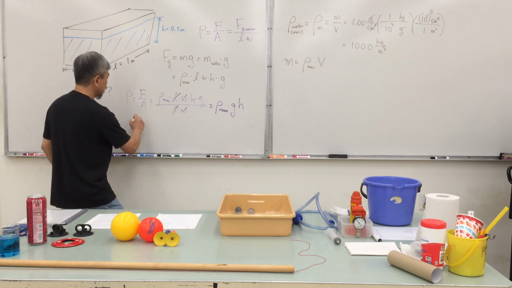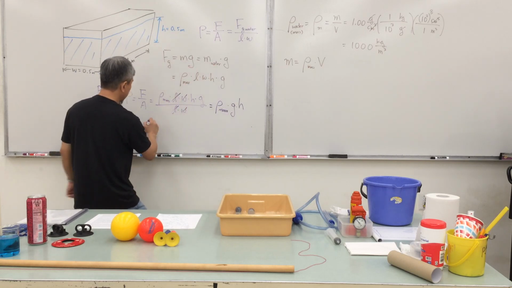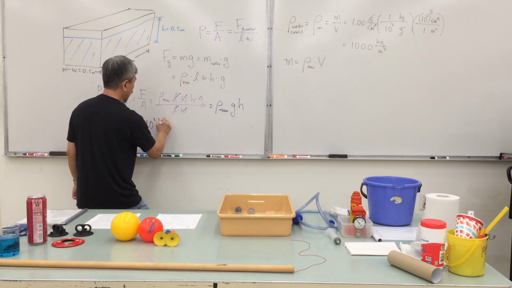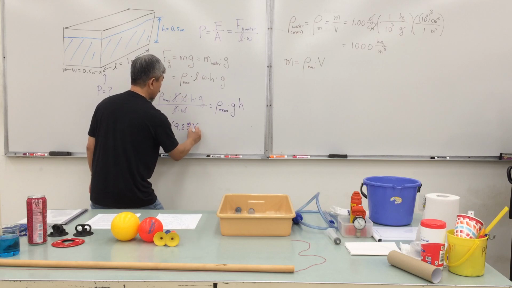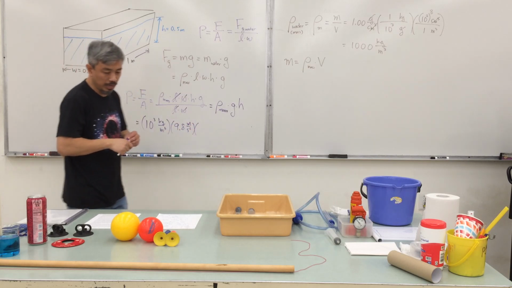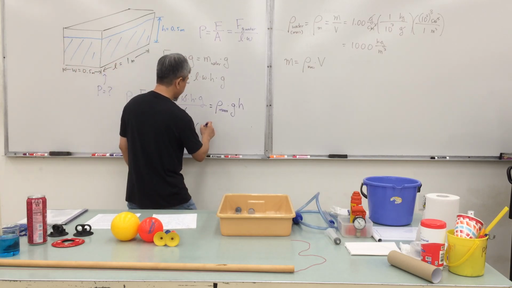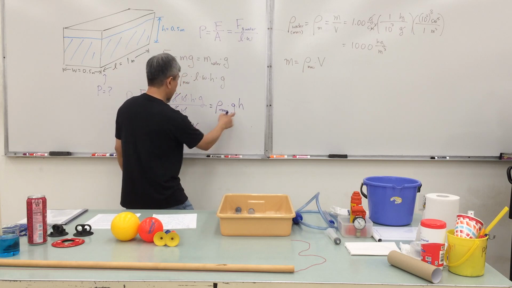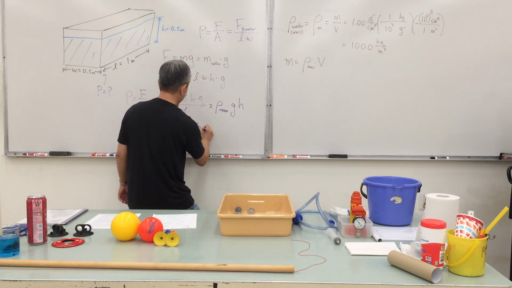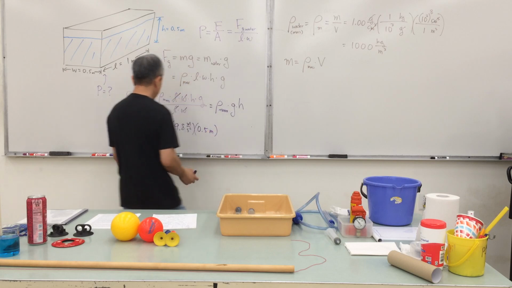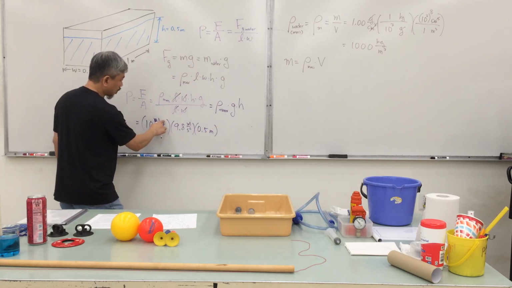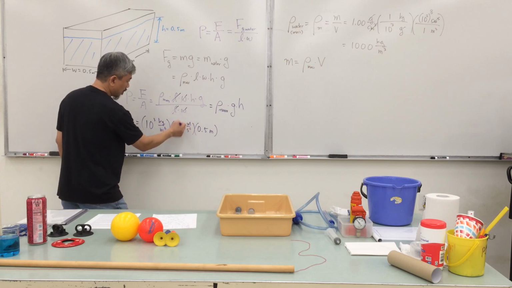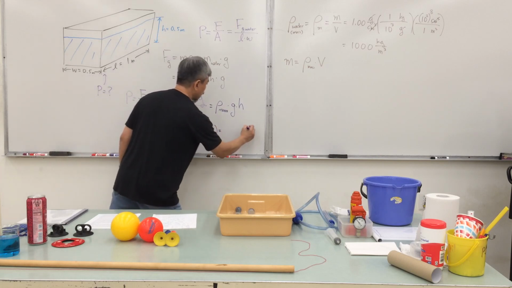So for our value, I have now put the numbers in: 10 to the third kilograms per cubic meter, times g of 9.8 meters per second squared, and then times the h, which in this case is about 0.5 meter. And if you work this out, notice what happens. The kilogram meters per second squared combination gives you the units of newtons.